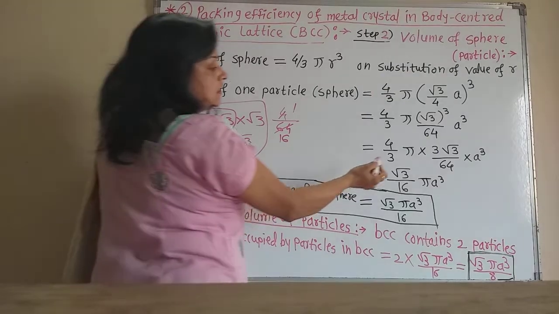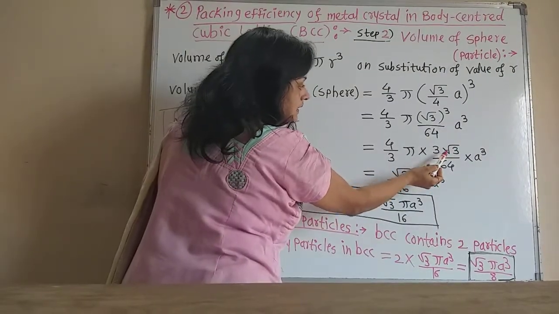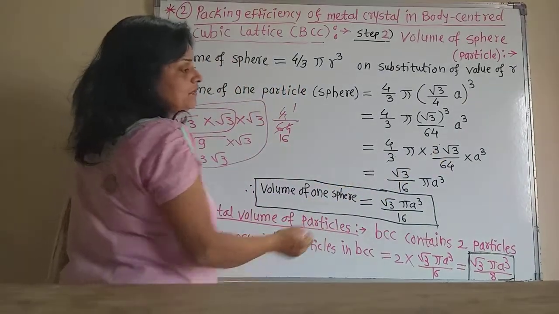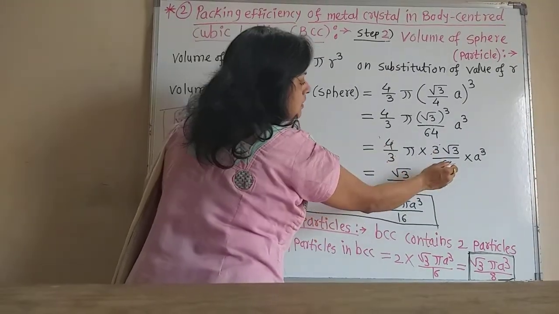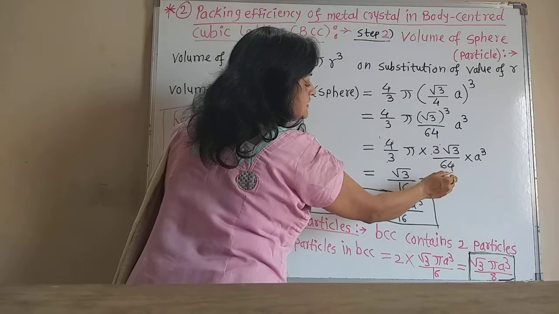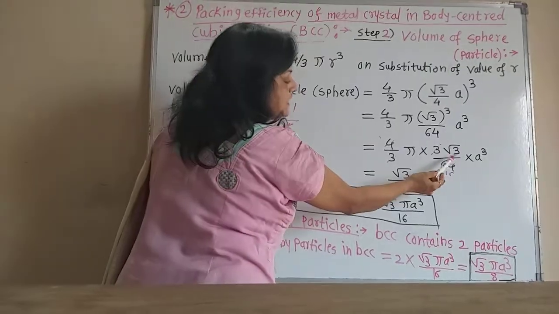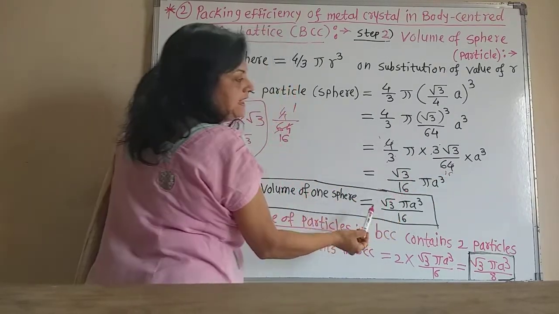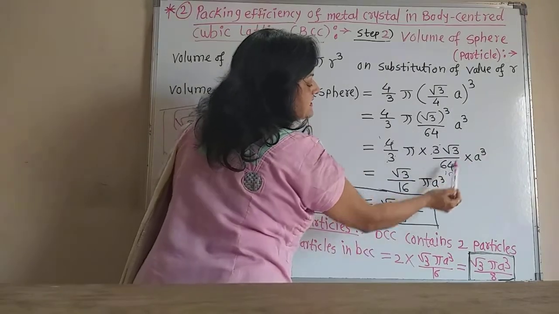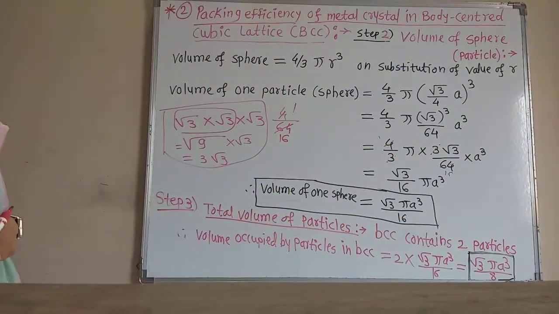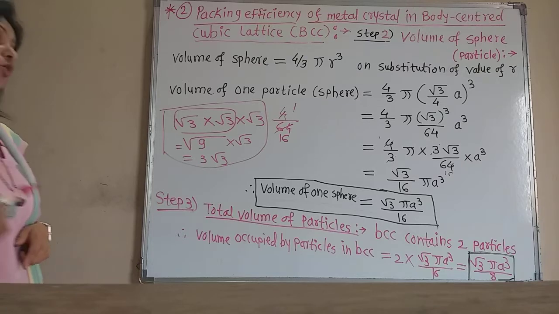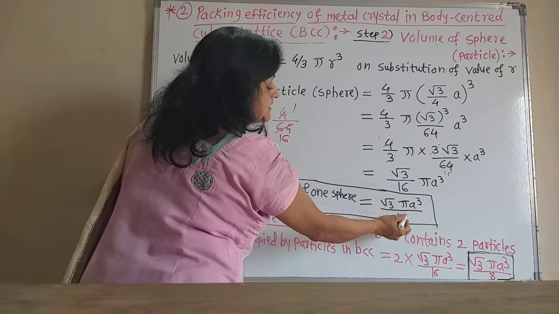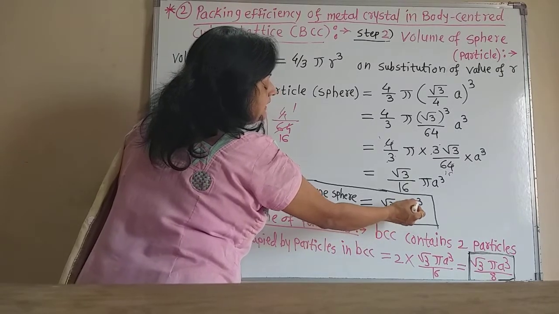So this root 3 remains as it is, and this 3 and this 3 get cancelled here. Now 4 1s are 4, and 4 6s are 24. So here what is remaining? This root 3 is remaining, this 16 is remaining, this pi and this a cube. Now this is the volume of one particle or sphere. So volume of one sphere is equal to root 3 divided by 16 into pi a cube.